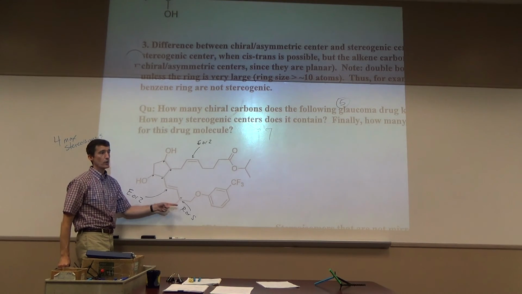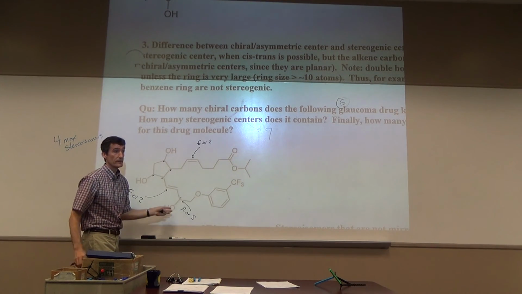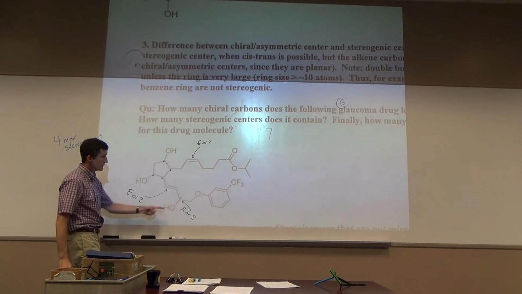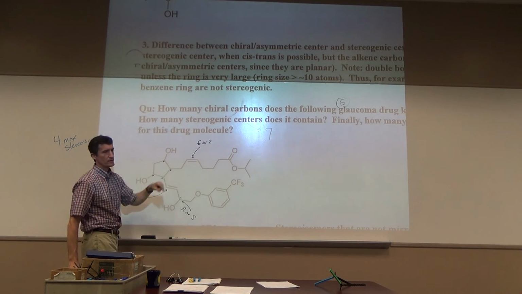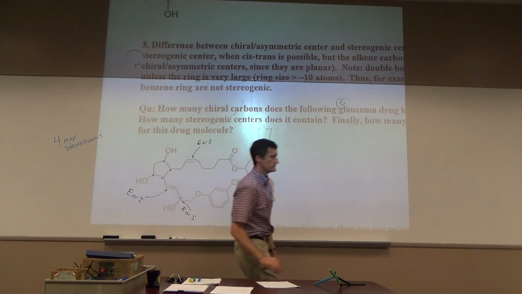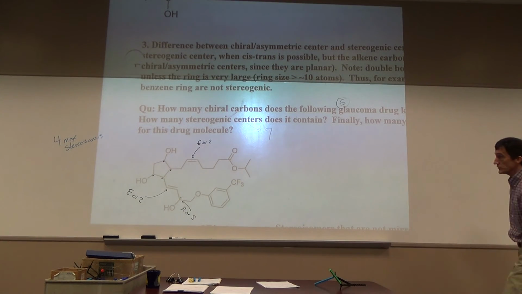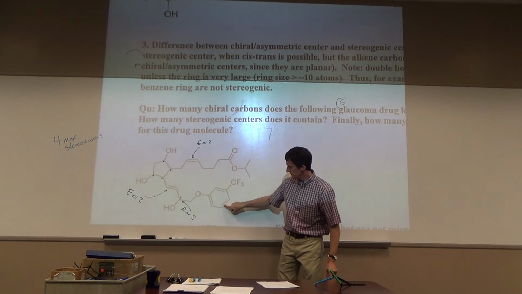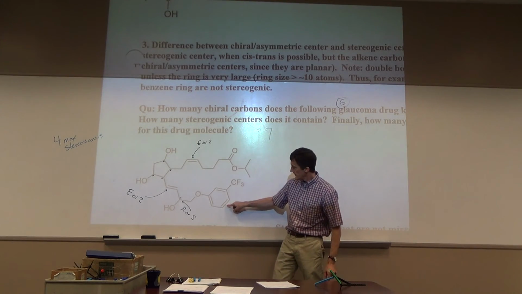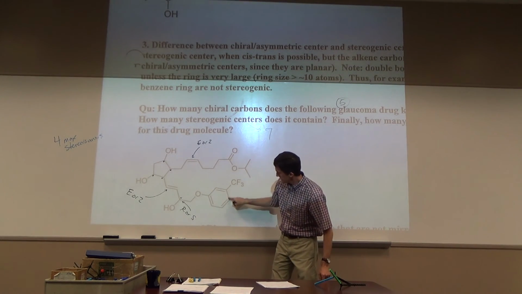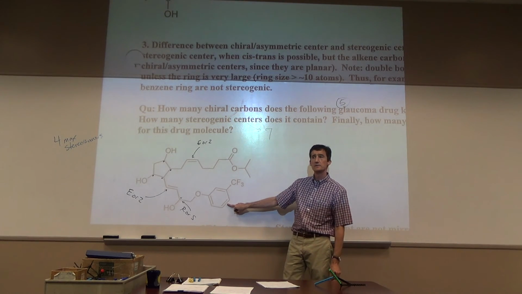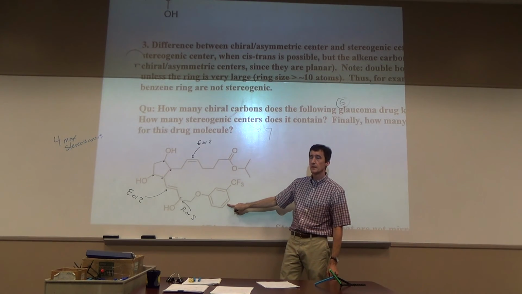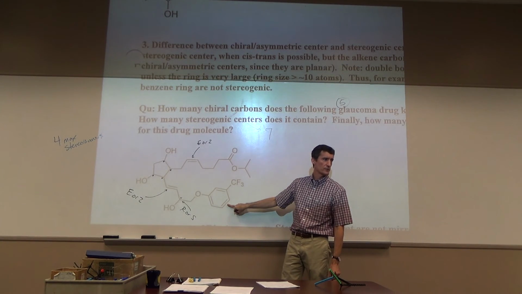Of course it's either R or S. It can't be nothing. But you can show this. It's hard to show an alkene generic. So actually both alkenes, are these alkenes stereogenic? This is cis. Boom. Can that be trans? No. You cannot be trans and still have a ring.